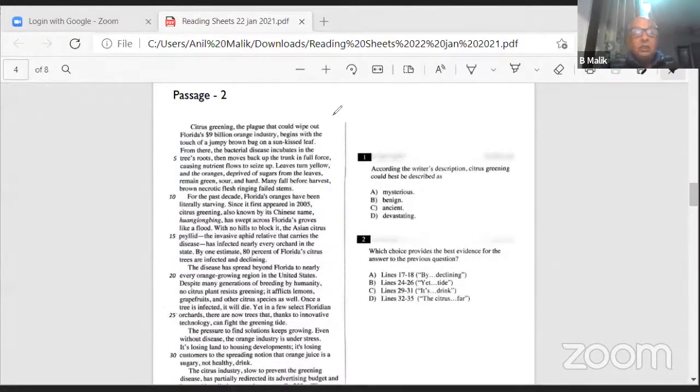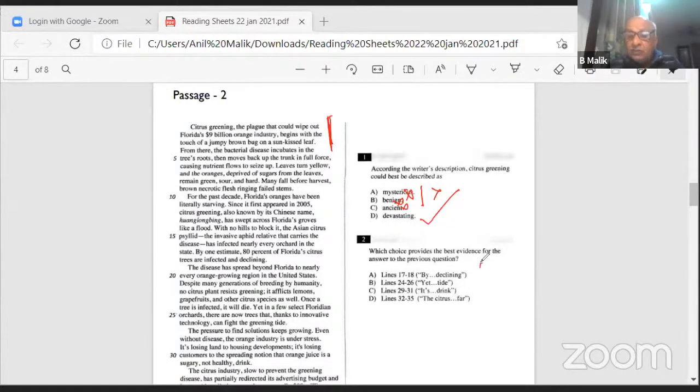Look here, and you will see he tells you citrus greening, the plague that could wipe out Florida's $9 billion industry, begins with the touch of a jumpy brown bag. So I know, sir, that citrus greening is something negative. My main idea will be that it is talking about a disease, and therefore the passage is negatively oriented. The moment I know it's negatively oriented, my answers, mysterious, benign, and ancient, disappear. So I only have one answer, and that's devastating.